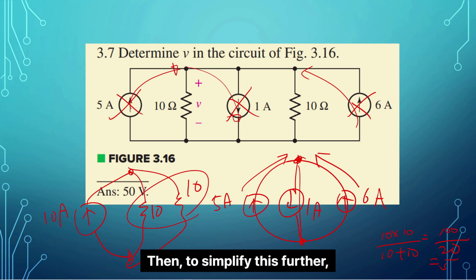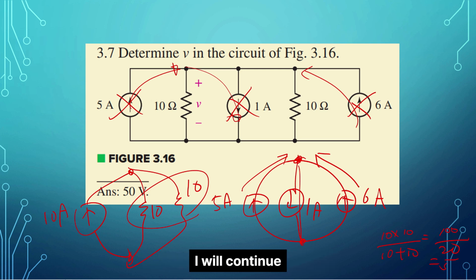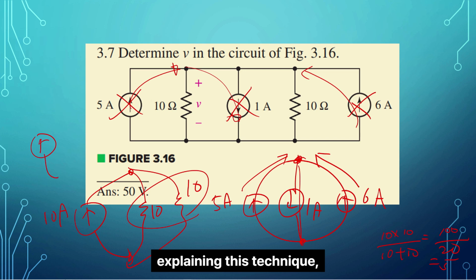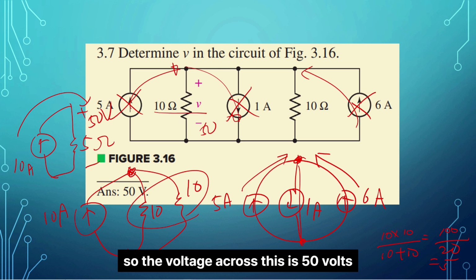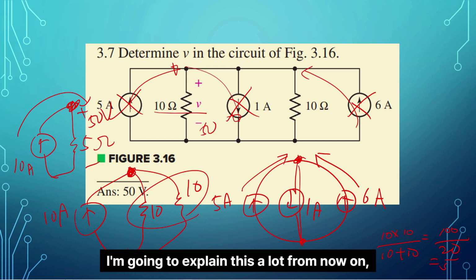To simplify this further, I will continue explaining this technique. So it goes in like this. And here we have plus and minus 50 volts, right? So the voltage across this is 50 volts. Why? Because it's the same thing. I'm going to explain this a lot from now on.